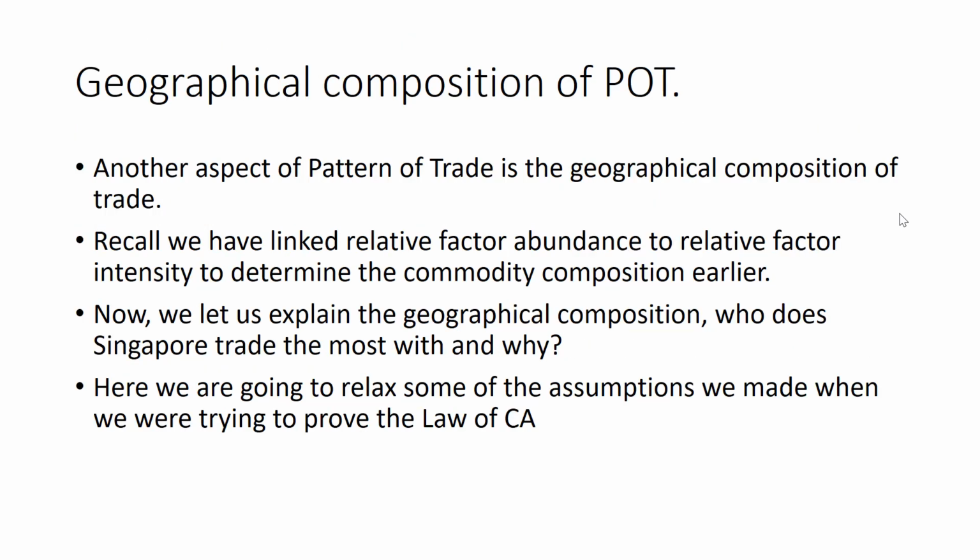So that is about commodity composition of trade. So let's move on to the geographical composition of trade. So we have linked relative factor abundance to relative factor intensity to determine the commodity composition. Now let us explain geographical composition.